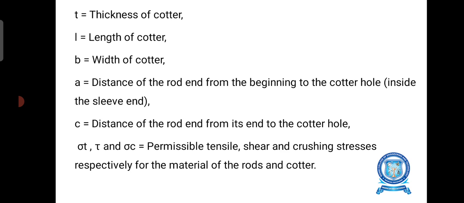distance of the rod end from the beginning to the cotter hole, and small c equal to distance of the rod end from its end to the cotter hole, and sigma t, tau and sigma c equal to permissible tensile, shear and crushing stresses respectively for the material of the rod and cotter, right? Everything is shown in the figure.